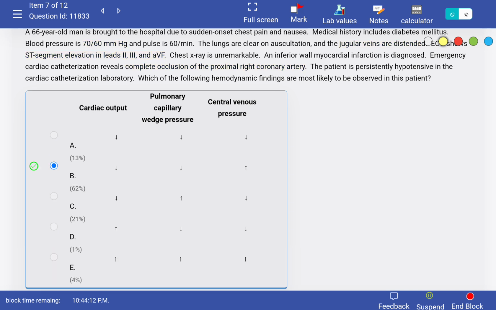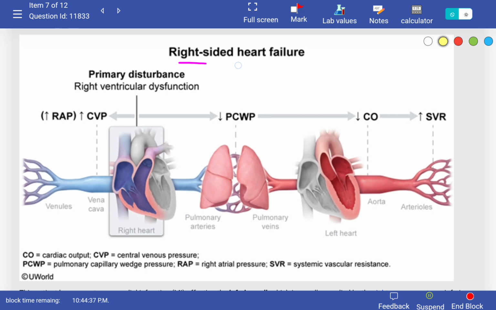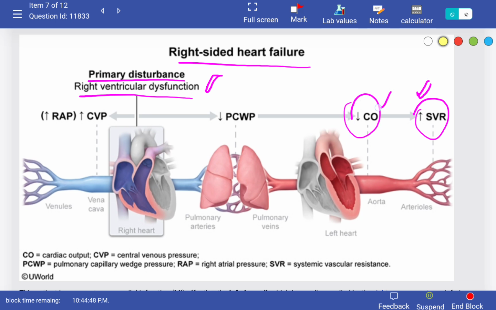Okay, let us further explain this question. In case of right-sided heart failure, the primary disturbance is the right ventricular dysfunction, right? So systemic vascular resistance would be increased, due to which the cardiac output would be decreased, right? If the cardiac output is decreased, the fluid accumulation would be there in the right ventricle, then back in the right atria, right?